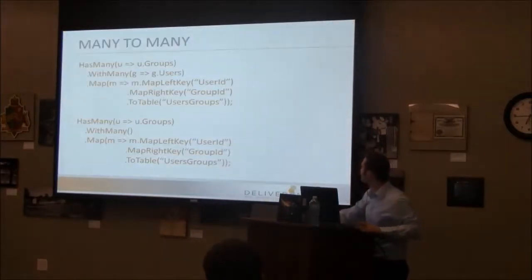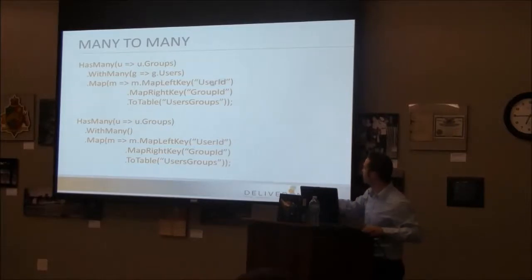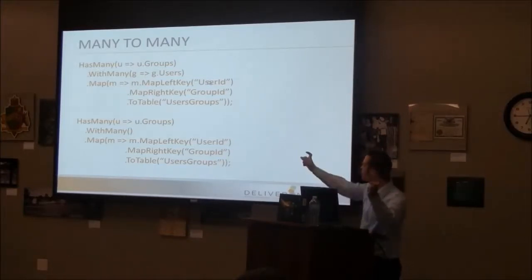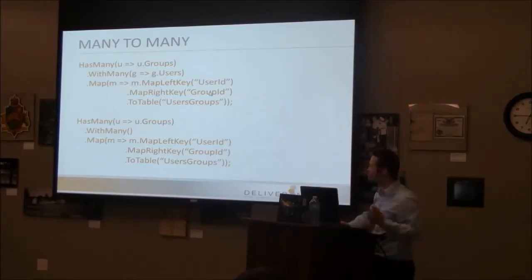Okay, so has many groups with many users, and then basically specify what that looks like. So the join table. So you can say map left key. I'm going to call that column user ID. The right key would be group ID. Since I'm configuring the user entity, the user ID would be the primary key of the user table. The group ID would be the primary key of the group table. And then I want the table to be called users groups. So it would create a table called users groups with the user ID column, the group ID column. And that's what it basically uses when you query it, and it'll automatically join to that for you.